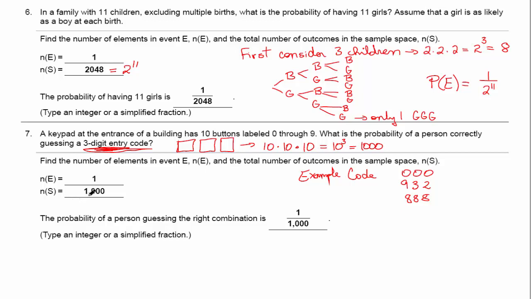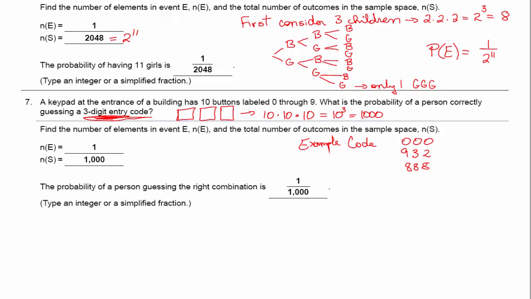And so what's the probability that I guess the correct one? Well, that's the important part. There's only one of those. And so the probability is 1 in 1,000.